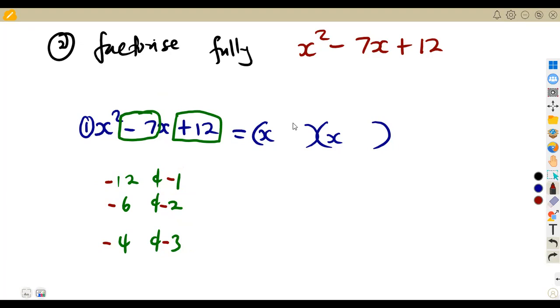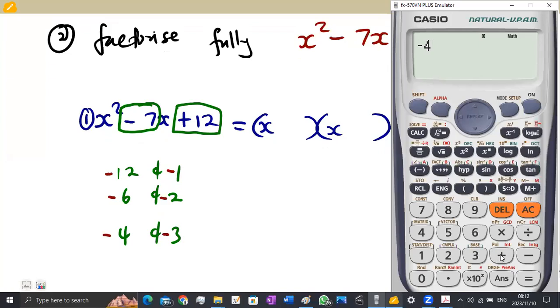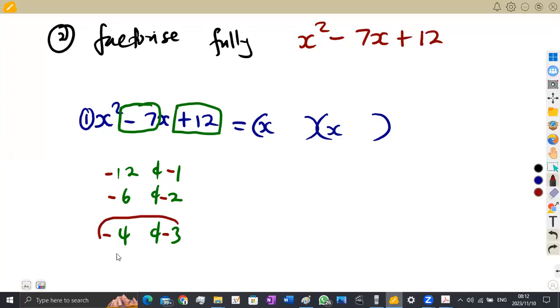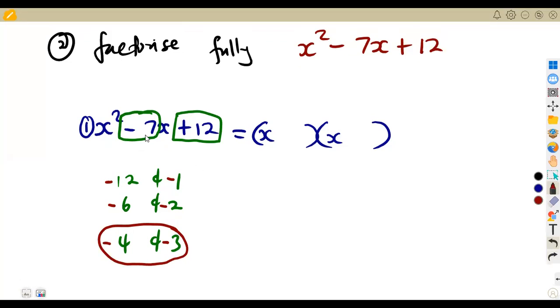If you consider on your calculator, -4 plus, because we have to add the terms, -3, that is going to be -7. So like I said, the terms that you add to give you the coefficient of the middle term, which is -7, you just take those numbers as they are. So we've got -4 as it is, and on the other part, -3.